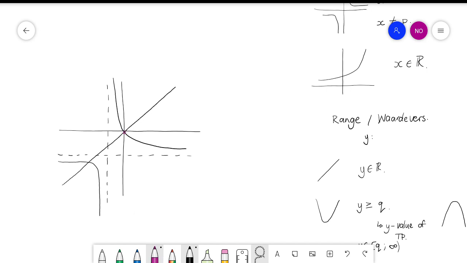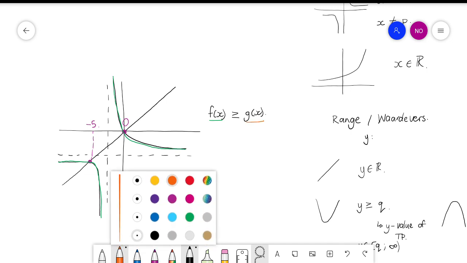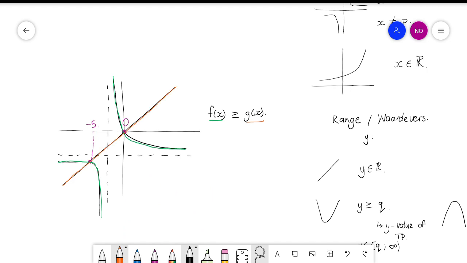Okay, so hulle sê vir ons daai waarde van x is 0 en hulle gee vir ons daai waarde van x is minus 5. And now they're looking for where will f of x be bigger than or equal to g of x. Okay, so hierdie een is f of x. And the straight line is g of x. So we are looking for where will the green graph be above the orange graph.